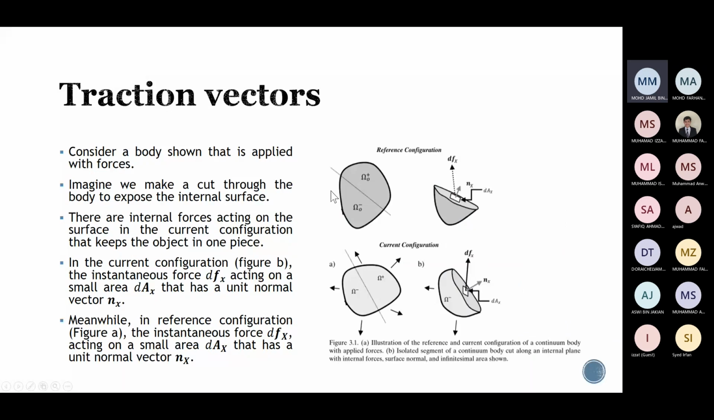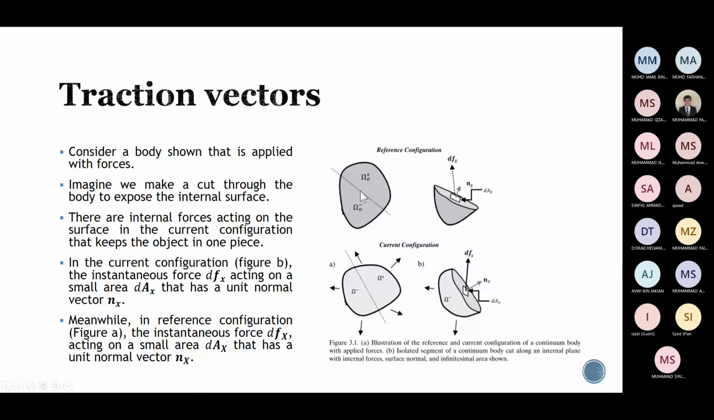So consider a body shown here. So body at the reference configuration. So let's say we have applied a force somewhere in the middle of the body. So the force on a small element, okay, let's say a small surface, we call it dA big X, and the force is dF big X. And then N big X here is the normal of the surface.